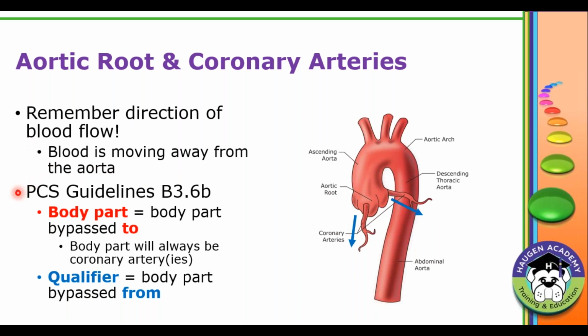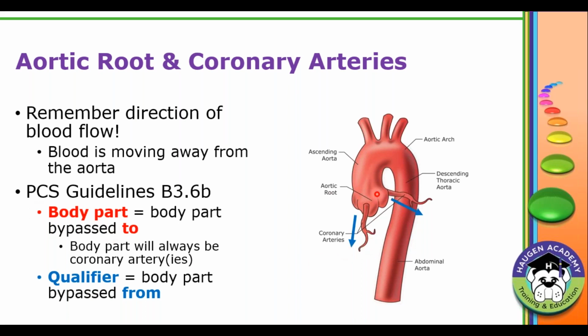This, again, hails back to PCS guideline B3.6b, which says that the body part is the body part bypassed to. In the case of CABG, it is always going to be the coronary artery. And the choices for coronary arteries are 1 artery, 2 arteries, 3 arteries, or 4 or more arteries. The qualifier is the body part bypassed from. And if you're wondering why it is this way, if you recall, every other type of bypass is opposite of this. So every other type of bypass in the body, except for coronary arteries, the body part is the body part bypassed from, and the qualifier is the body part bypassed to.